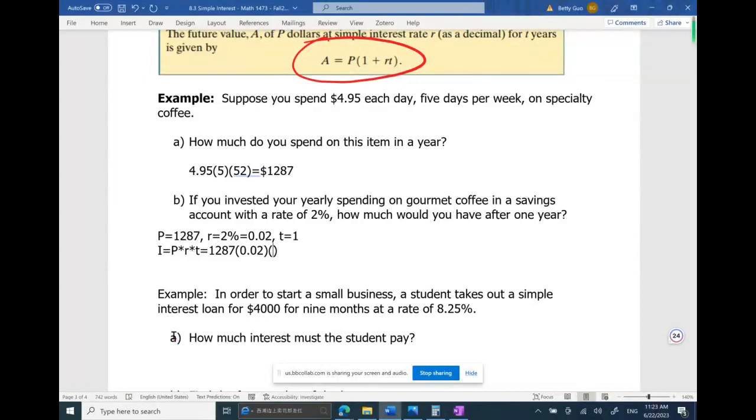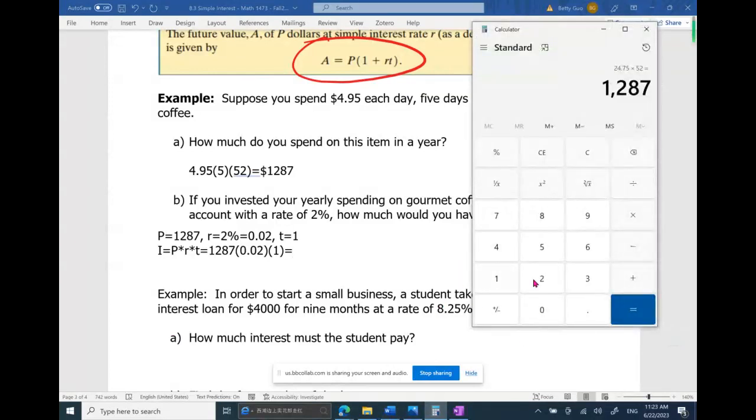1 is a multiplicative identity. It doesn't contribute in multiplication. So multiplying by 1 is the same as not multiplying anything. Let's see the result. We have the $1,287 in the calculator already. Let's multiply that by 0.02.